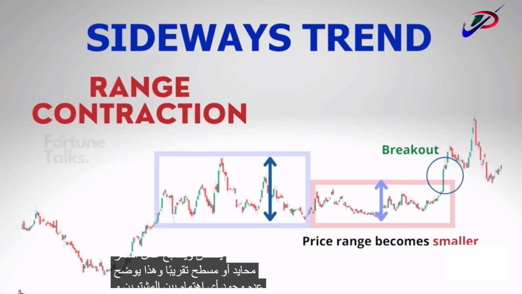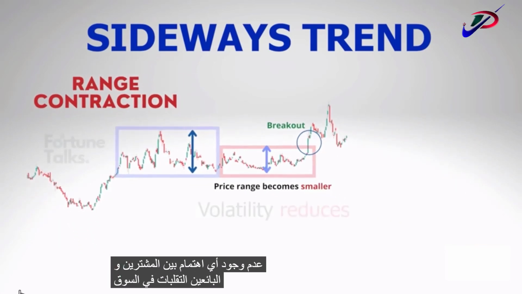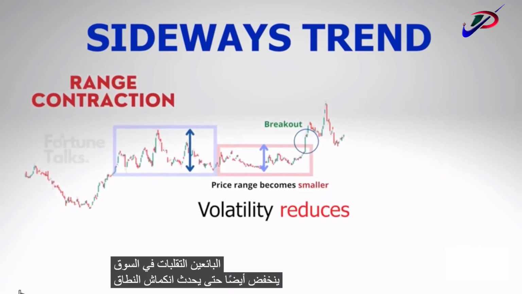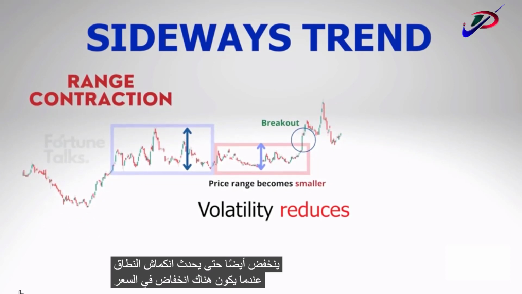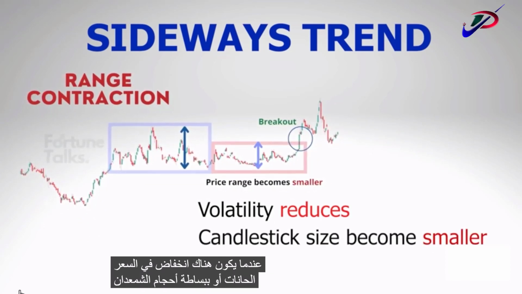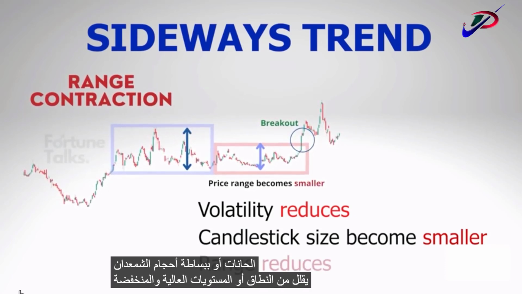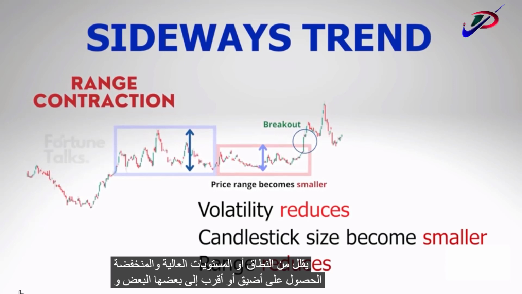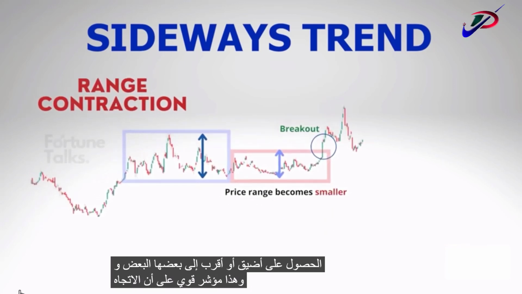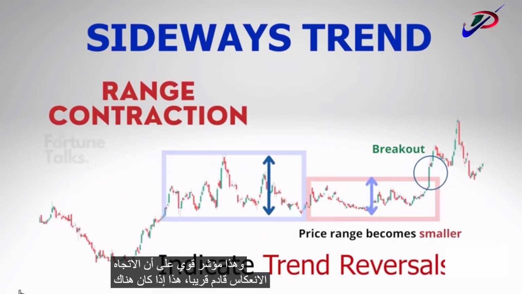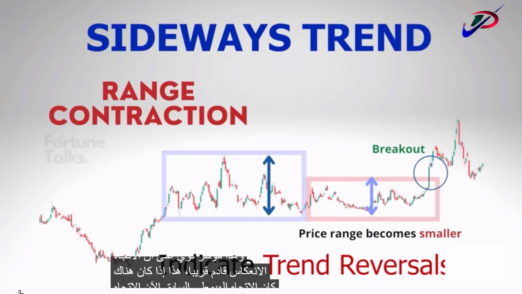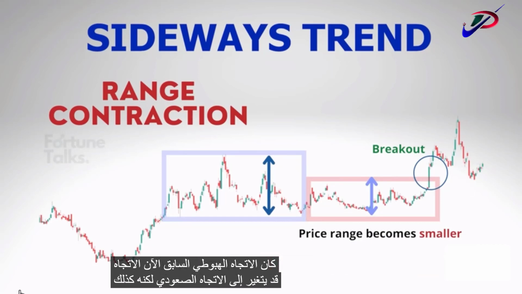This shows the lack of any interest between buyers and sellers. The volatility in the market also drops. So range contraction happens when there is a shortening of the price bars, or simply the candlestick sizes reduce. The high and low range or levels get narrower or closer to each other. And this is a strong indication that a trend reversal is coming soon. That is, if there was a prior downtrend, now the trend might change to an uptrend. But it is just an indication, it is not for sure.